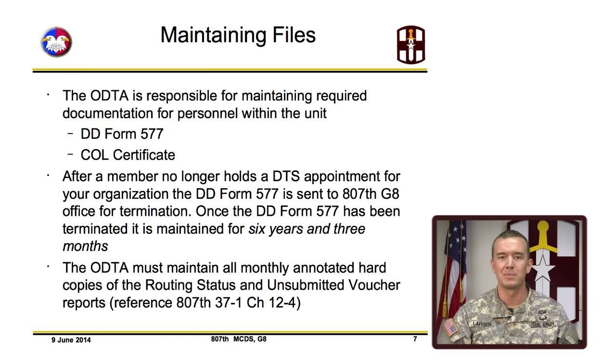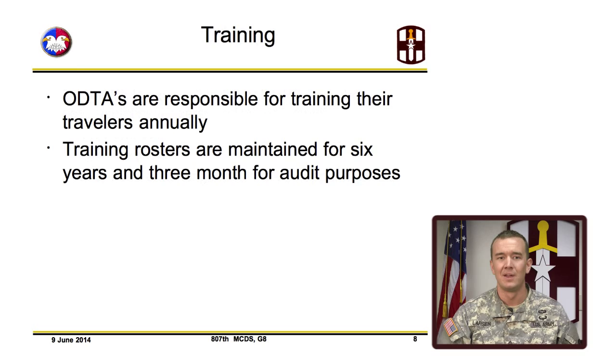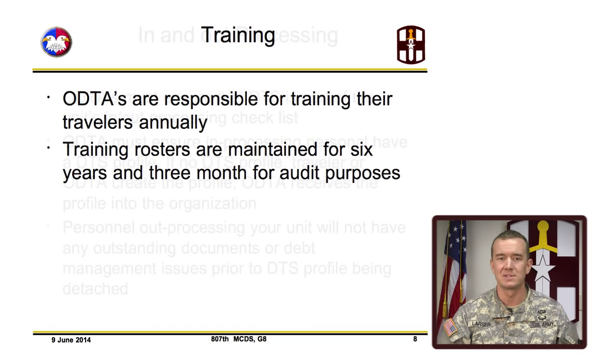In addition to appointments, the ODTA must maintain all monthly annotated hard copies of the routing status and unsubmitted voucher reports. ODTAs are responsible for training their travelers annually. Training rosters are maintained for 6 years and 3 months for audit purposes.